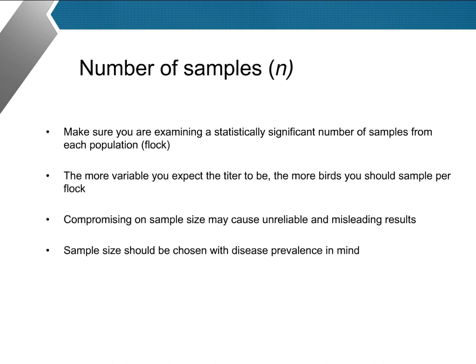And you also want to choose your sample size with disease prevalence in mind. If you were, for example, given 2 samples to choose from a flock of 10,000 birds, adding these samples into your baseline may actually cause more harm than good, as these samples may not be representative of the general flock and may be being tested for a specific disease problem or reason.